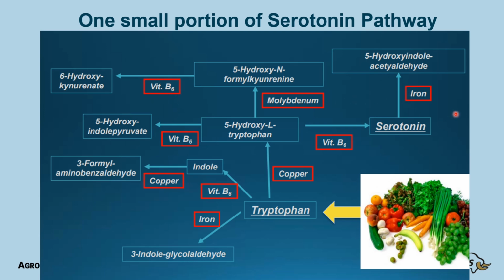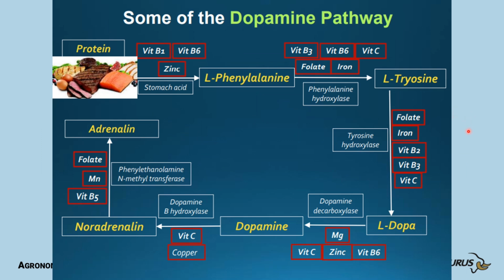Here's dopamine, vitamin B6, zinc, vitamin C, magnesium, vitamin C, copper, vitamin B5, manganese, folate, zinc, B1, B6, B3, B6, vitamin C, iron. Right here, iron, B2, B3, and so on. Those transitional metals are involved in the processes and the enzymes in all the eukaryotes. All of them need it every day.